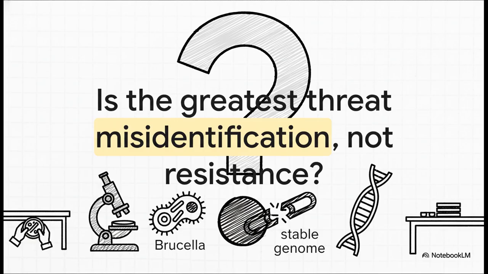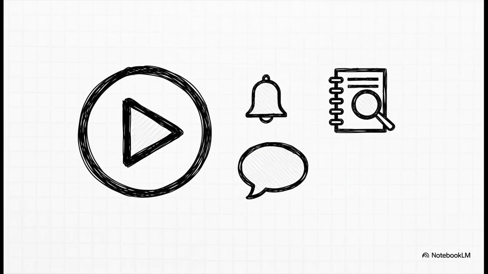So, that brings us to a final thought, something to really chew on. Unlike so many of the bugs we fight, Brucella has a pretty stable genome. It's not a master of picking up new resistance genes. So, is its greatest threat really some future superbug version? Or is the biggest danger, right here and now, simply our own failure to recognize it when it's sitting on our bench?